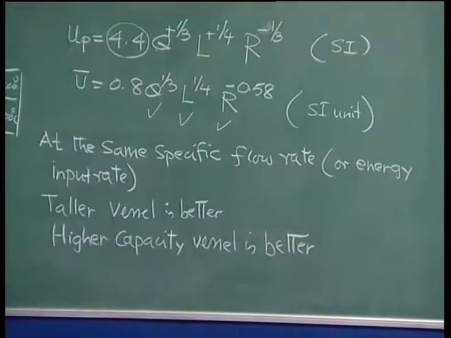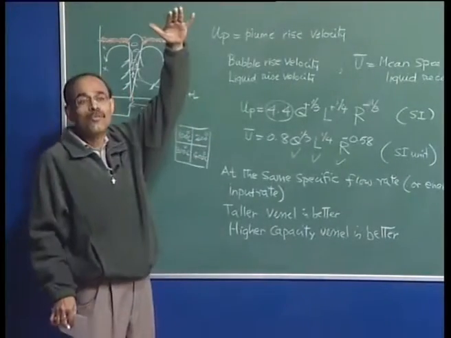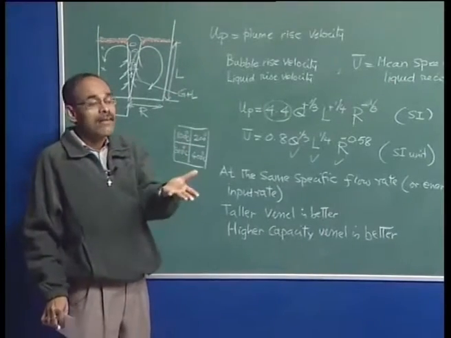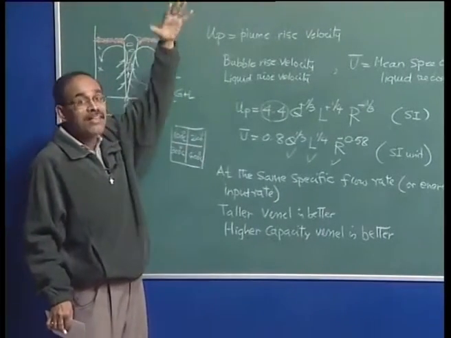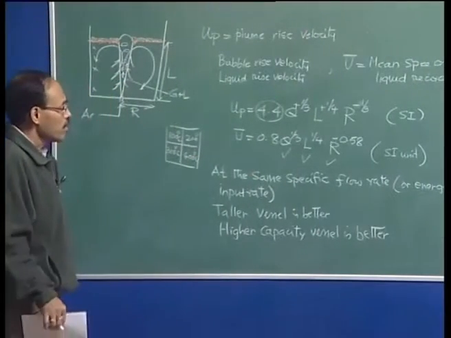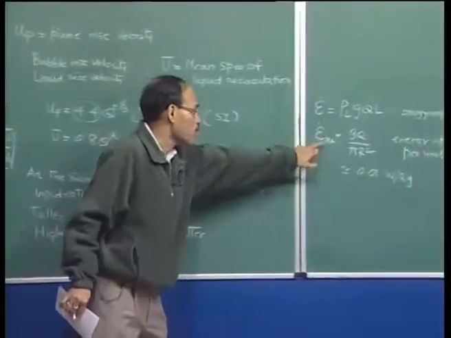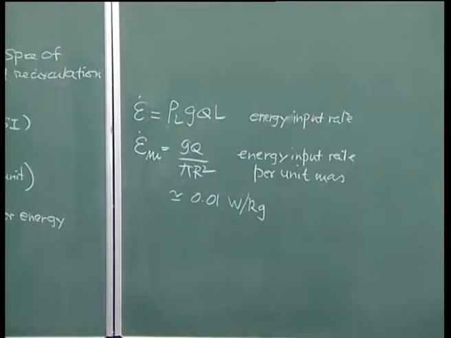Better means, in a higher capacity vessel, the efficiency of stirring is going to be more intense for the same amount of specific gas flow rate or same specific potential energy input rate. A taller vessel is also going to be better. So, if the depth of liquid is higher, that means the stirring is also going to be higher at the same specific volumetric flow rate or same potential energy input rate. So, this one can very easily show.